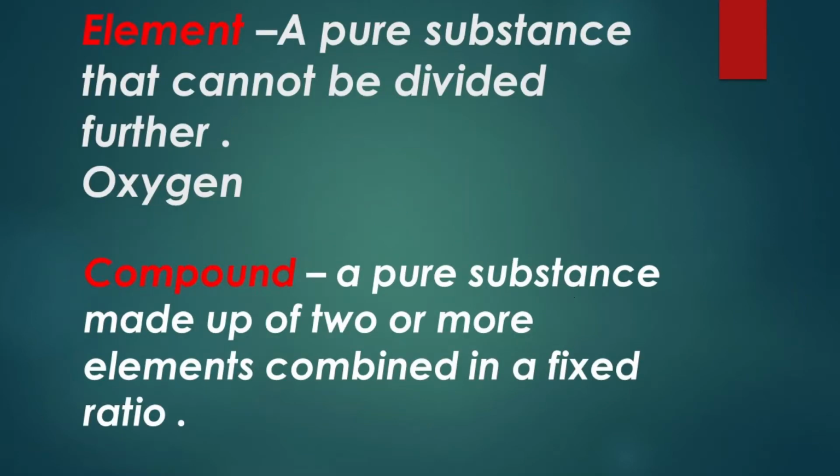So moving toward the element, an element is the simplest form of a pure substance which cannot be divided into any other simpler substances, and its example is oxygen gas, in which only oxygen particles are present. Whereas a compound is a pure substance in which the atoms of two or more different elements combine, but they combine in a fixed ratio. Here we can take the example of water, in which two atoms of hydrogen combine with one atom of oxygen and lead to the formation of one molecule of water.